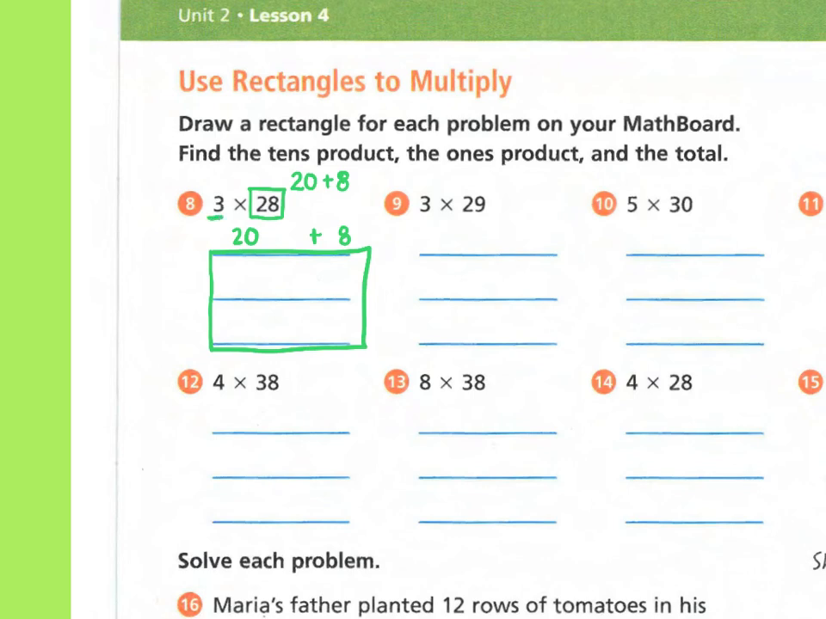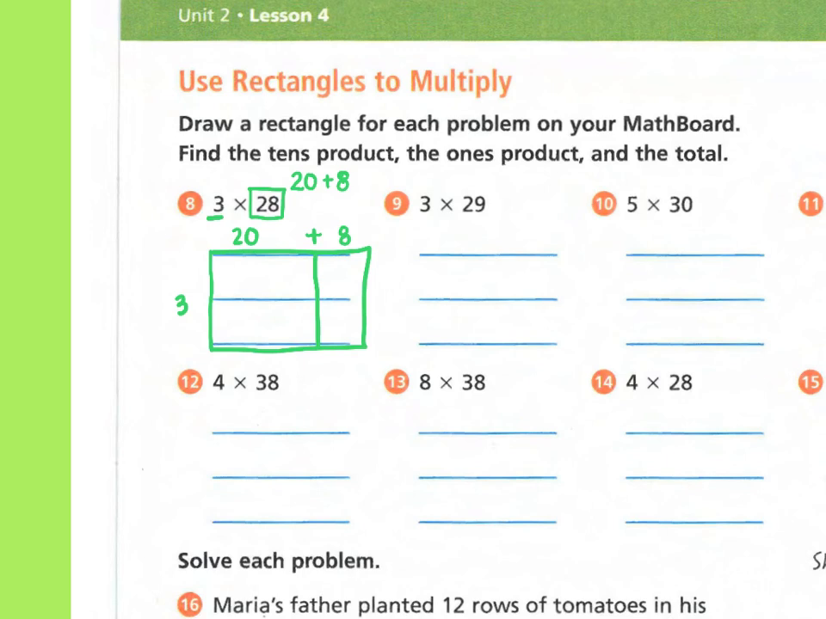Then I'm going to put 3 as my rows there. Before I solve my problem, I'm going to draw a line to separate the tens and the ones. I'm putting my line right at my plus sign. Pause this video and create a rectangle or area model just like you see on your page.